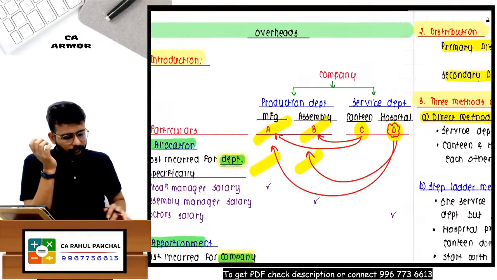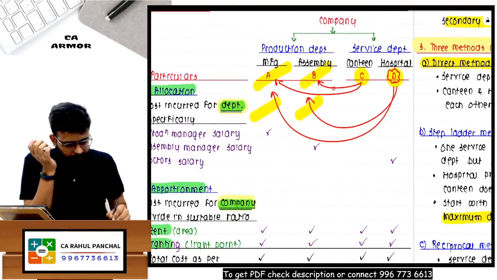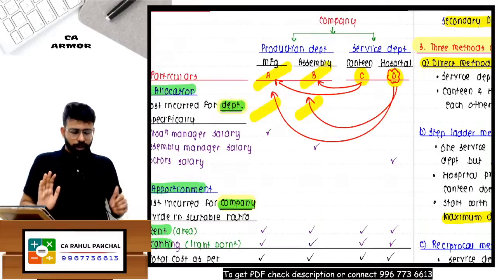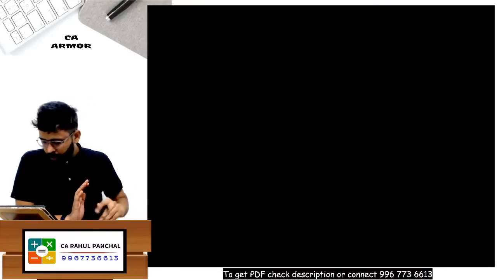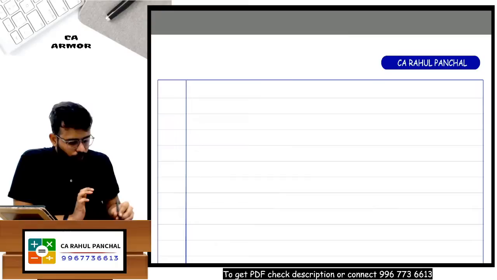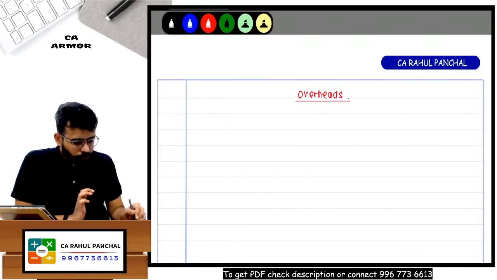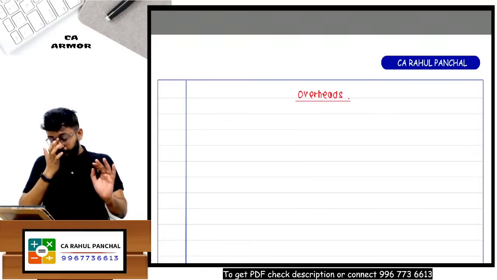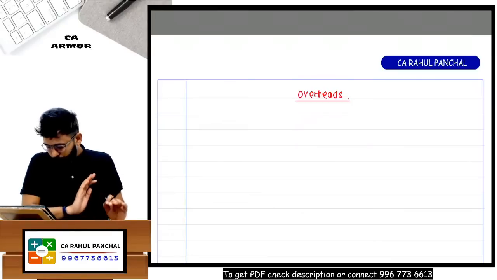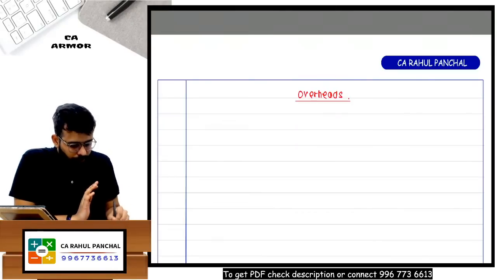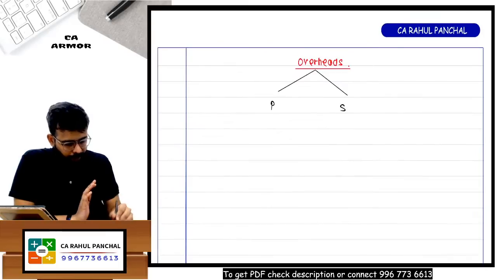Okay, overheads. Try to understand. Let's revise this part. If we talk about overheads, understand this. Just a short introduction so that you can understand what overheads are. In overheads, the company will have departments. One will be a production department, one will be a service department. Let us say there are two production departments and two service departments.